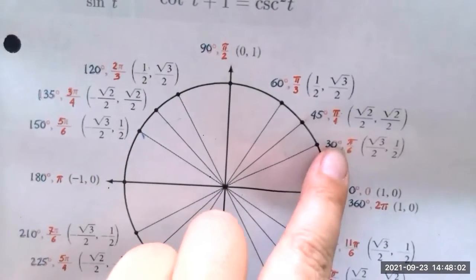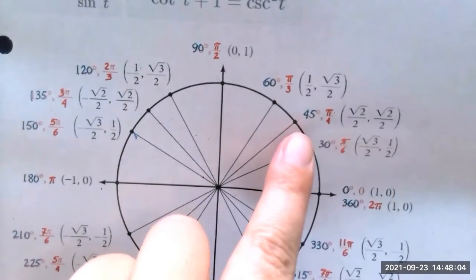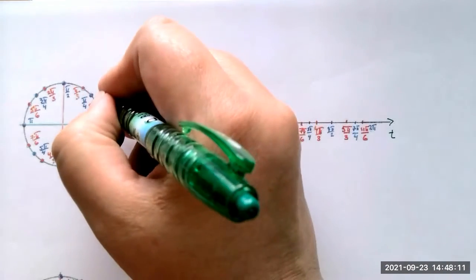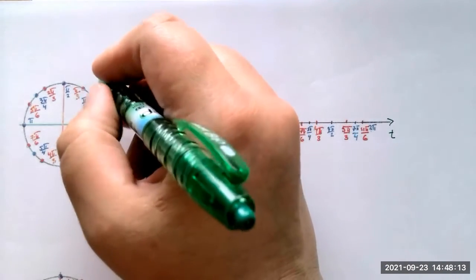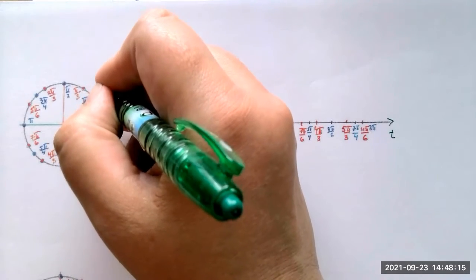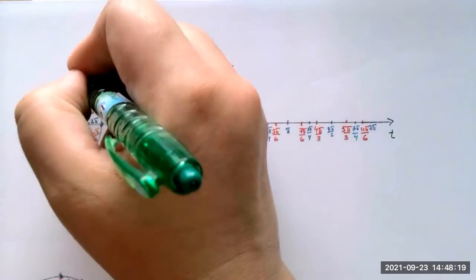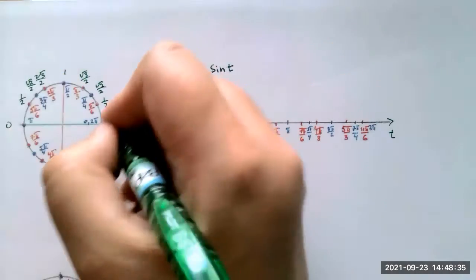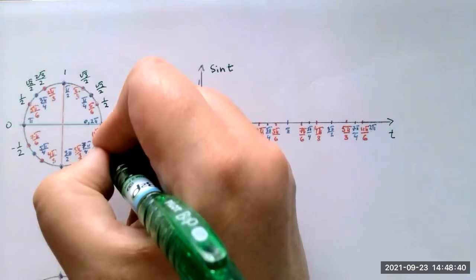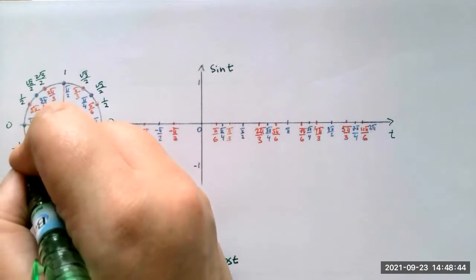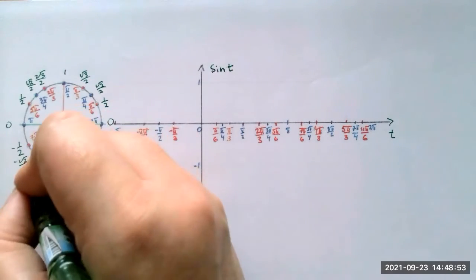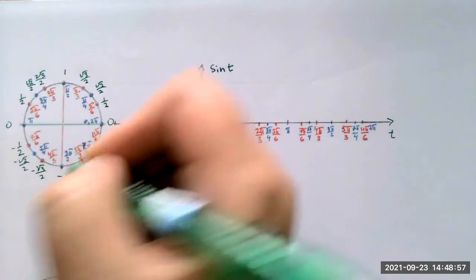For pi over 6 it's going to be 1/2. For pi over 4 it's going to be square root of 2 over 2, and so forth. I'm going to label those y-coordinates. Square root of 3 over 2, 1, and again 1/2 and 0. Then negative 1/2, negative root of 2 over 2, and negative root of 3 over 2. Same on the other side, and negative 1.